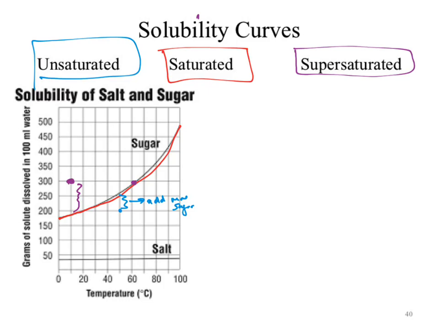We've tricked the solution into staying a solution, or the solid into staying a solution. When we suddenly let it know, it'll precipitate back out. So we can get supersaturated solutions. So that's how we interpret that graph. That's all I really want out of it.